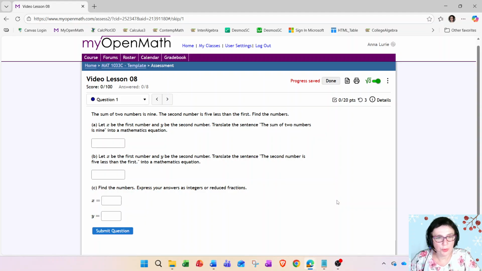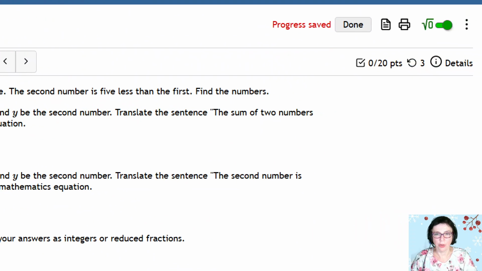We have: the sum of two numbers is 9, and the second number is 5 less than the first. We want to find the numbers. In this case, x is the first number and y is the second number. We want to first translate the sentence, the sum of two numbers is 9, into a mathematics equation. So you are given the English, you are trying to translate it into math. So how are we going to do that?